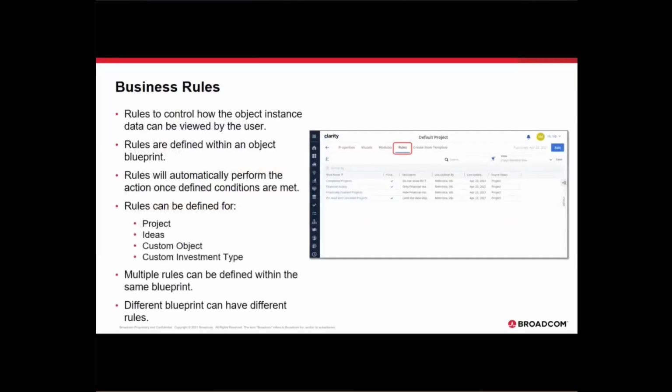So let's look at the business rules itself. Business rules are defined within the blueprint of an object. Rules can control how the object instance data can be viewed by the user. Rules are defined in the blueprint, so you can have different rules based on different blueprints. Rules will automatically perform the action once the required conditions are met. Rules can be defined for either projects, ideas, custom objects, or custom investment types. Multiple rules can be defined within the same blueprint, and different blueprints can have different rules.